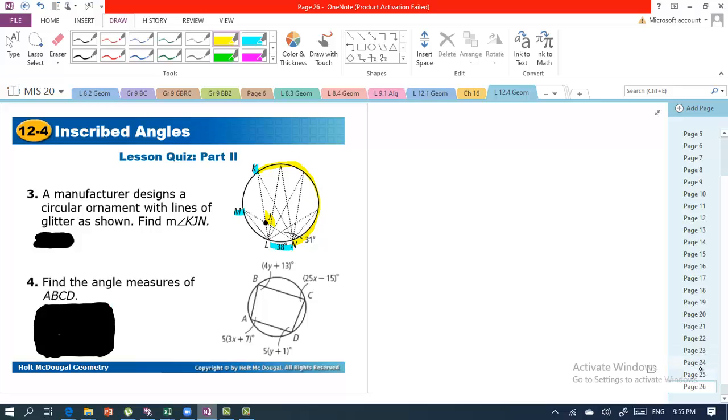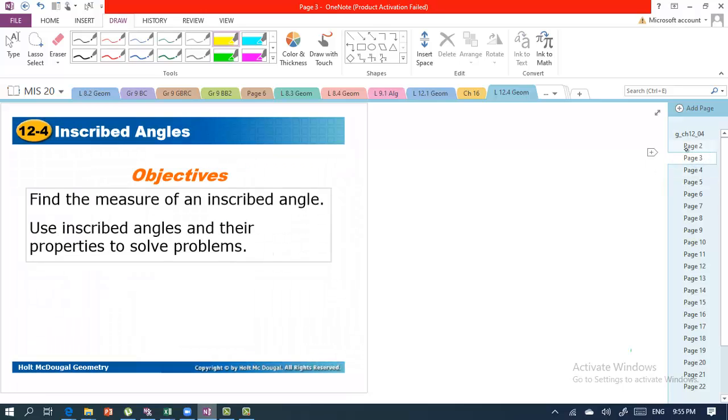Whatever, I think that the objectives were achieved by the students, which were to find the measure of inscribed angles and to use inscribed angles and their properties to solve problems. And they have solved all the questions from 2 to 40, not only from the textbook, but all the sheets of ABC. All of them were found and answered successfully by the students.